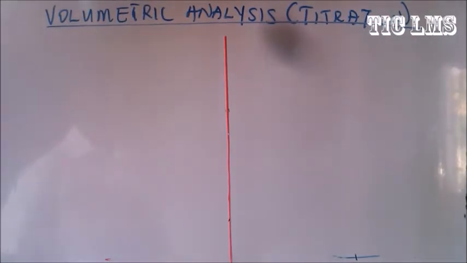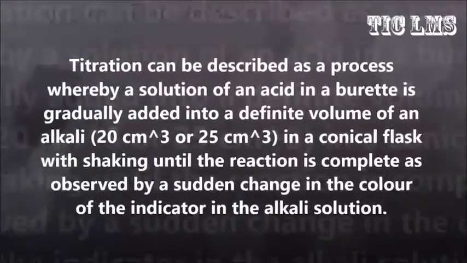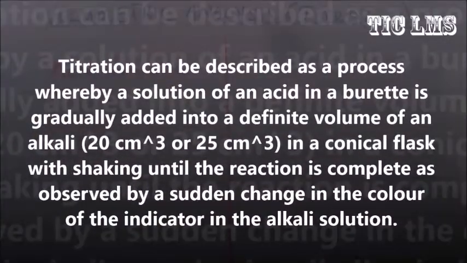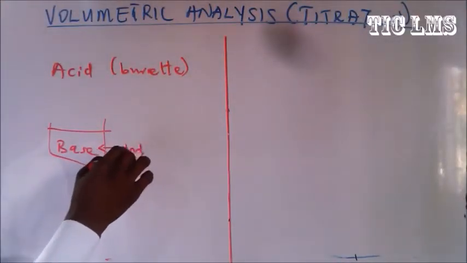Alright, so under volumetric analysis, we shall be looking at titration. Titration is an important part of chemistry, and it describes a process whereby a solution of an acid, which is in a burette, is gradually added into a definite volume of a base inside a conical flask with shaking until the reaction is complete, as it is observed by a sudden change in the color of an indicator which was put in the alkali.